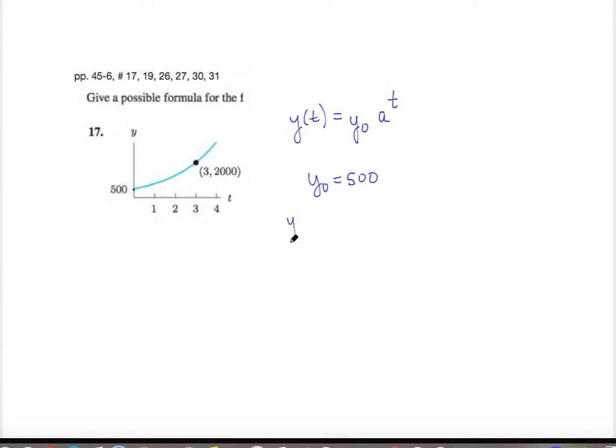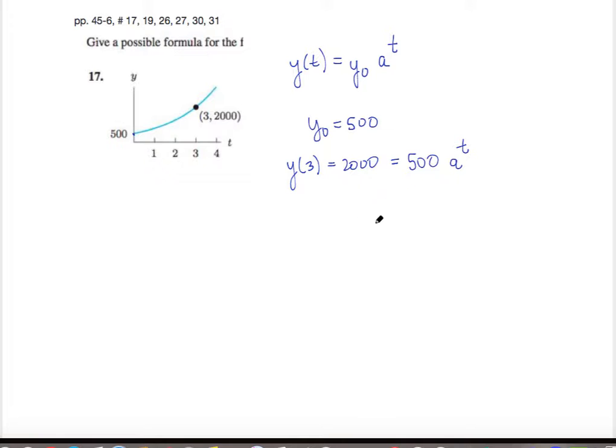And then we know that y of 3 is equal to 2,000. So we can just go ahead and say that 2,000 is equal to 500 times a raised to the t. So solving for this, we want to figure out what a is. This is a little tricky. We have both sides divide by 500, and so what we have is 4 equals a raised to the t. I'm sorry, this should actually be a cubed, as we are doing y of 3.